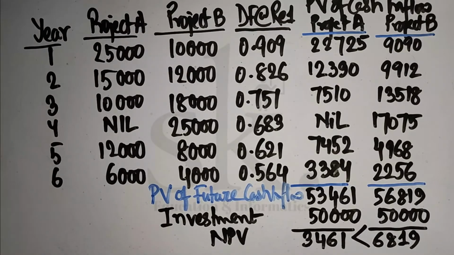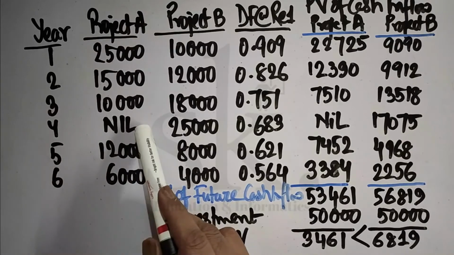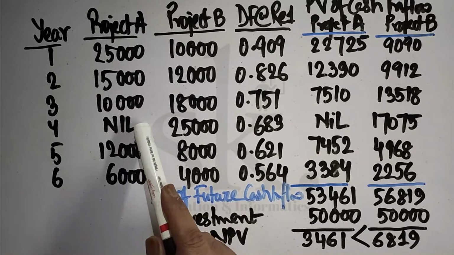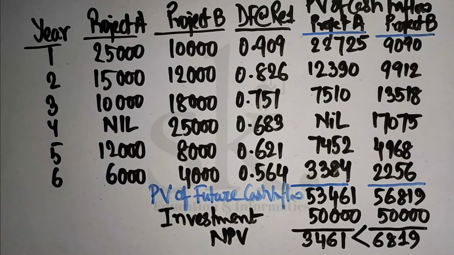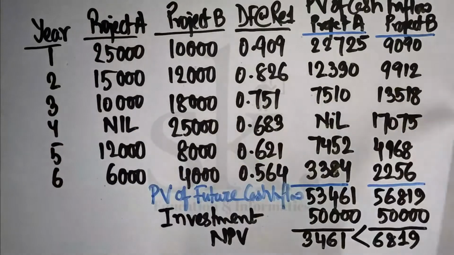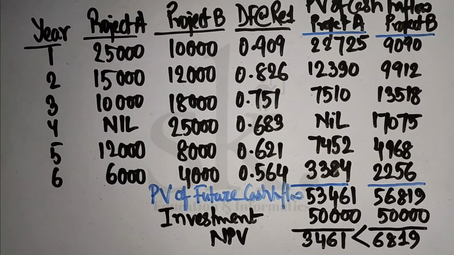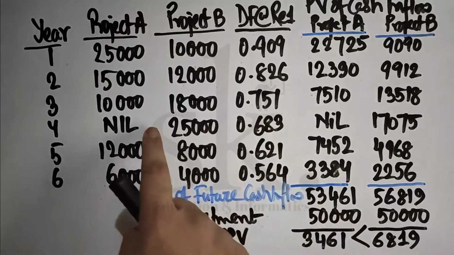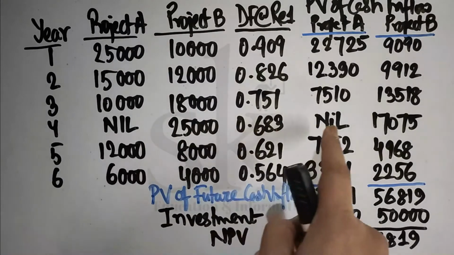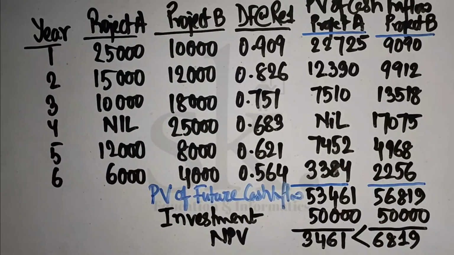So I hope this particular problem is clear. This is as per the second problem which we did in the last video. This is just making you understand that even though there is no cash inflow in the fourth year, the rules and regulations remain the same. So we require to discount it. 0 into 0.683 will be 0, so there is no issue with that. The pattern of the problem remains the same.